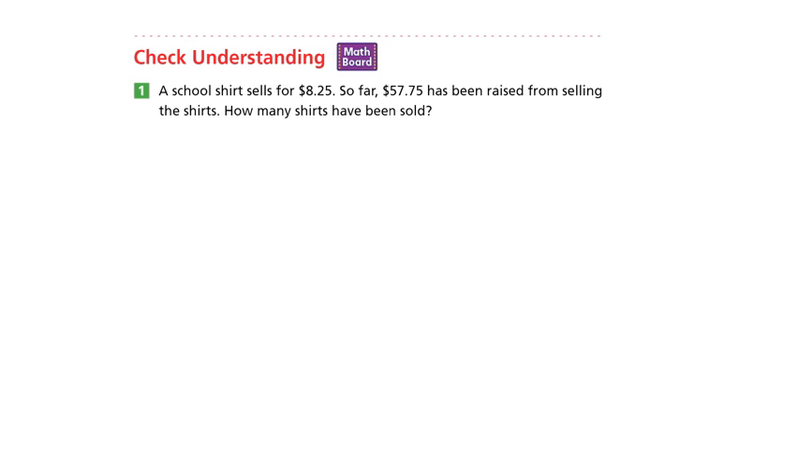Let's do our check for understanding now. A school shirt sells for $8.25. So far, $57.75 has been raised from selling the shirts. How many shirts have been sold? I know that this time my answer is probably going to be a whole number because you can't sell part of a shirt. So I'm going to go ahead and do my estimate, and I'm going to say, well, $8.25 is close to $8. 57 goes with 8. 56 kind of goes with 8.